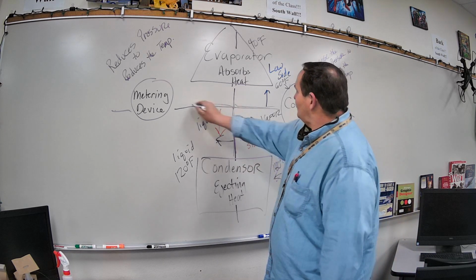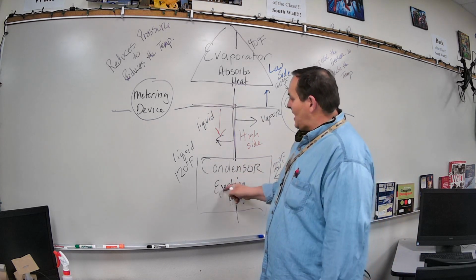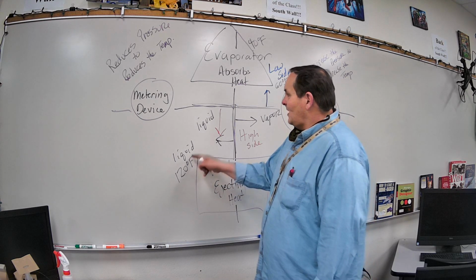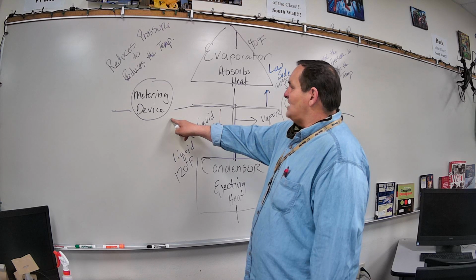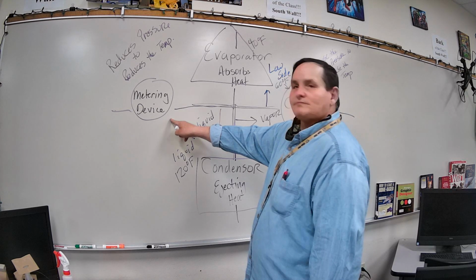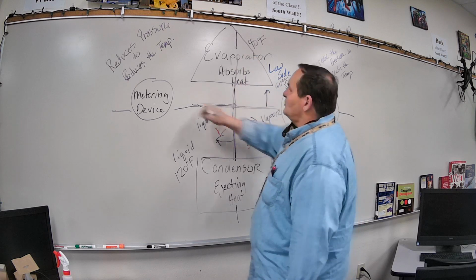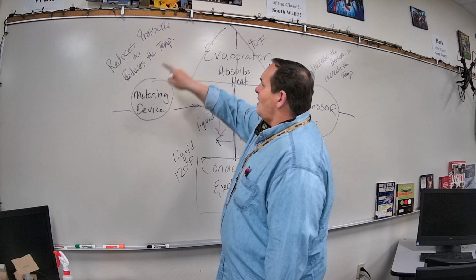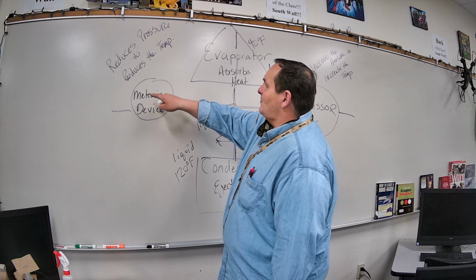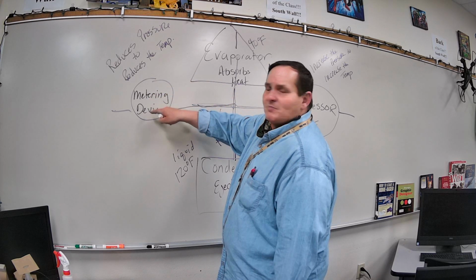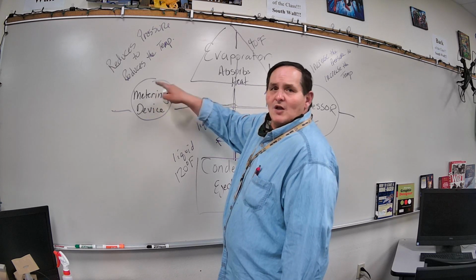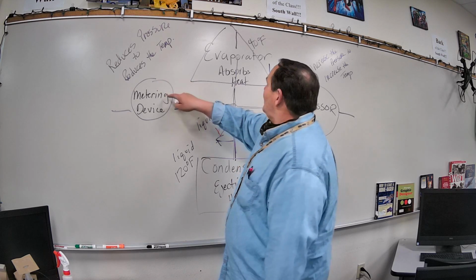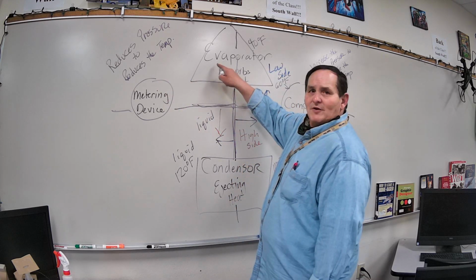This quadrant right here, the refrigerant is coming out as a high pressure, high temperature liquid, and it's going in the meter device as a high pressure, high temperature liquid. In this quadrant, the meter device is reducing the pressure to reduce the temperature of the high pressure, high temperature liquid and changing it into a low pressure, low temperature liquid. And the low pressure, low temperature liquid is being sprayed into the evaporator.